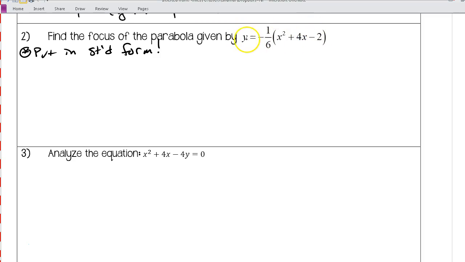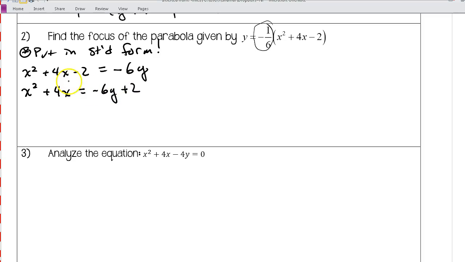So the first thing that I'm going to do is multiply through by -6 to get rid of this over here, and then I'm going to switch things on both sides. Because I like my squared term on the left, I'm going to have x squared plus 4x minus 2, because that negative 1/6 will go away when I multiply by its reciprocal, -6. And then when I multiply the other side by -6, I'll get negative 6y. Then I'm going to move this constant over to the other side so I can complete the square. So I have x squared plus 4x is equal to negative 6y plus 2. That negative 2 on the left changes to a positive 2 on the right.